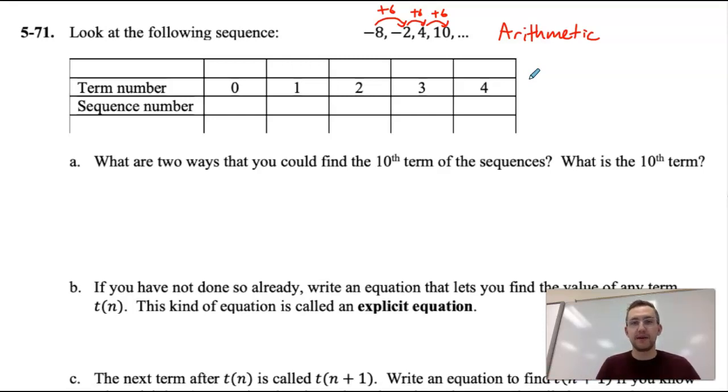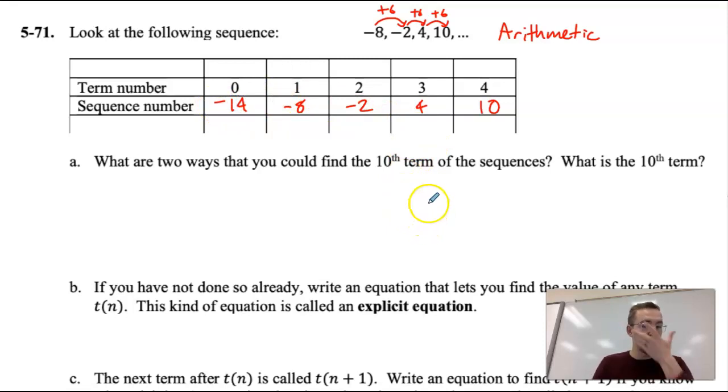I'm going to fill in our table with the exact same thing. So for our first term, we've got -8. Again, following our pattern, adding 6 as we go up, we've got -2, 4, and 10 for our first 4 terms. Our 0 term, we're basically going from 1 backwards. So we have to do the opposite of adding 6. So we're subtracting 6. We can start at -14 for our 0 term.